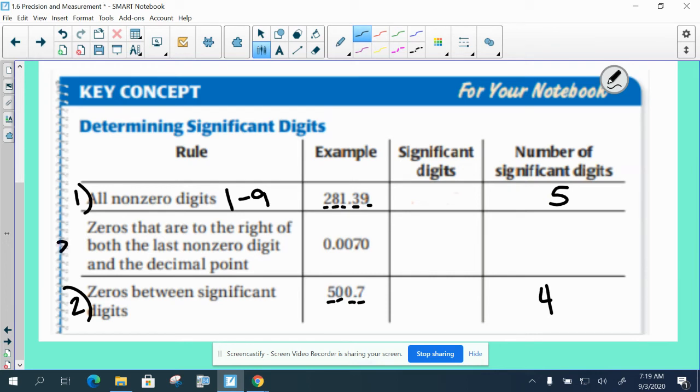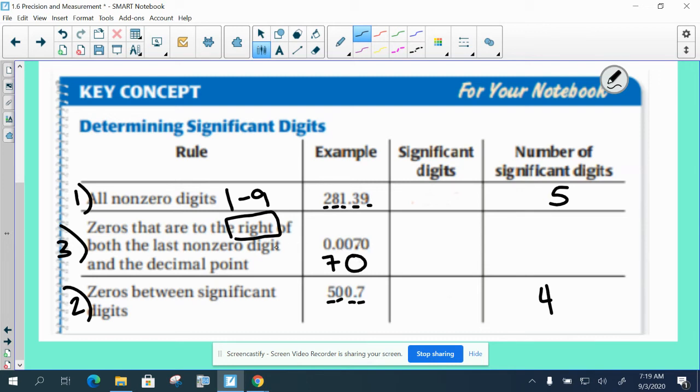And this is the trickiest rule that people really can struggle with. Zeros that are to the right of both the last non-zero digit and the decimal point. I'm going to have 2 examples here. We're going to do 0.0070 and then 70.